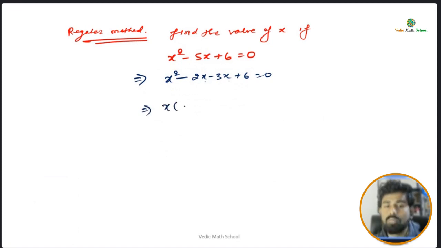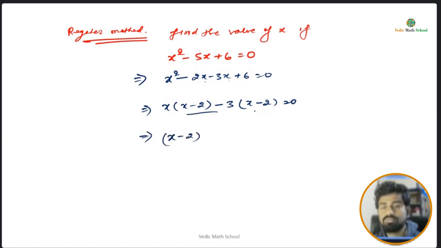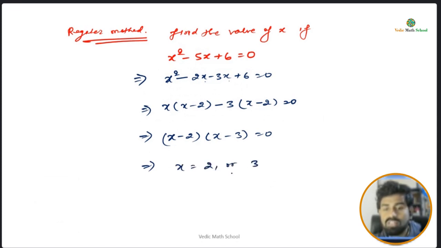Now we are going to break them after taking the common factor. x minus 2 will be there, and here I am taking minus 3 times x minus 2 as well, equal to 0. Now, because x minus 2 is in both terms, I am going to break it. Our other factor will be x minus 3 equal to 0. So the final answer will be x equal to 2 or 3.